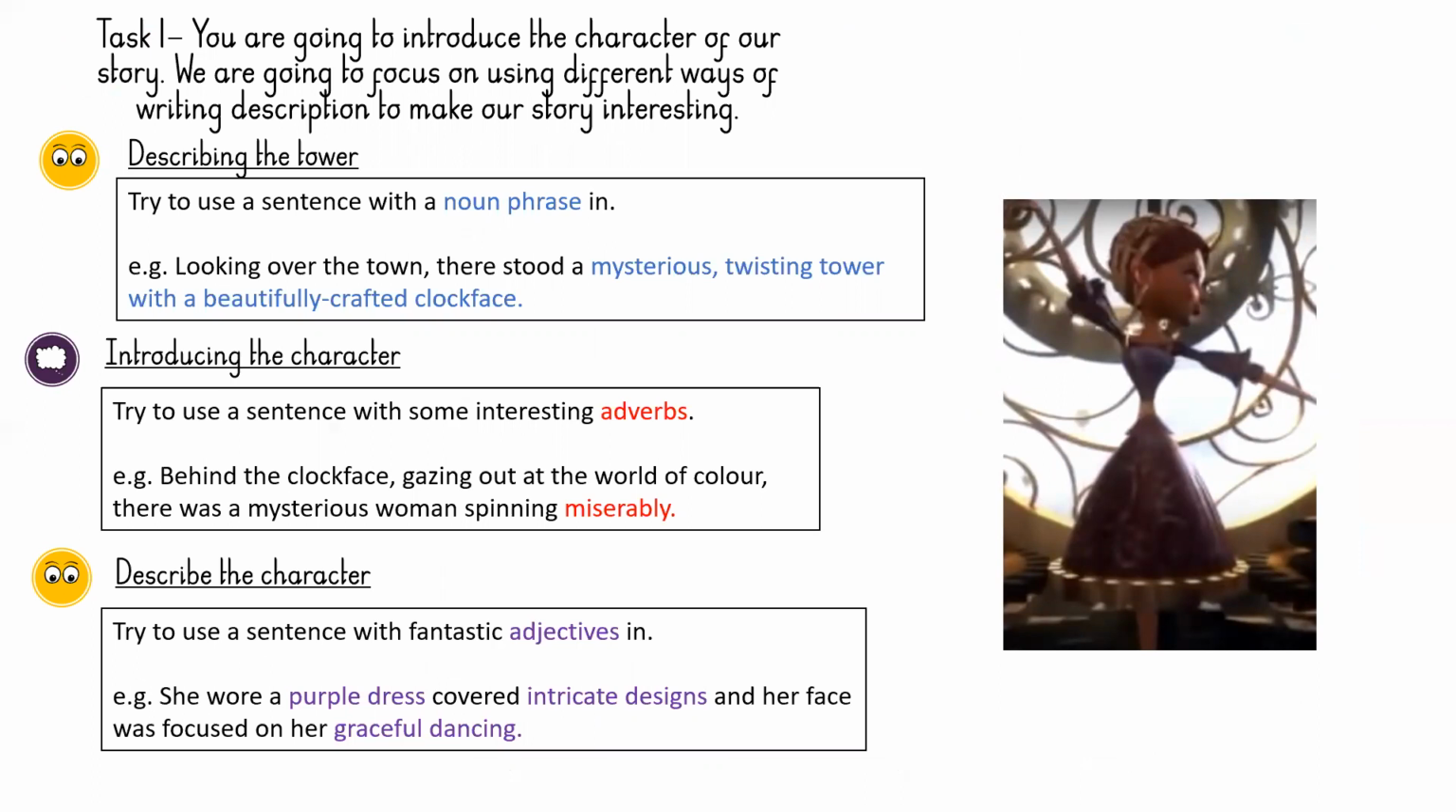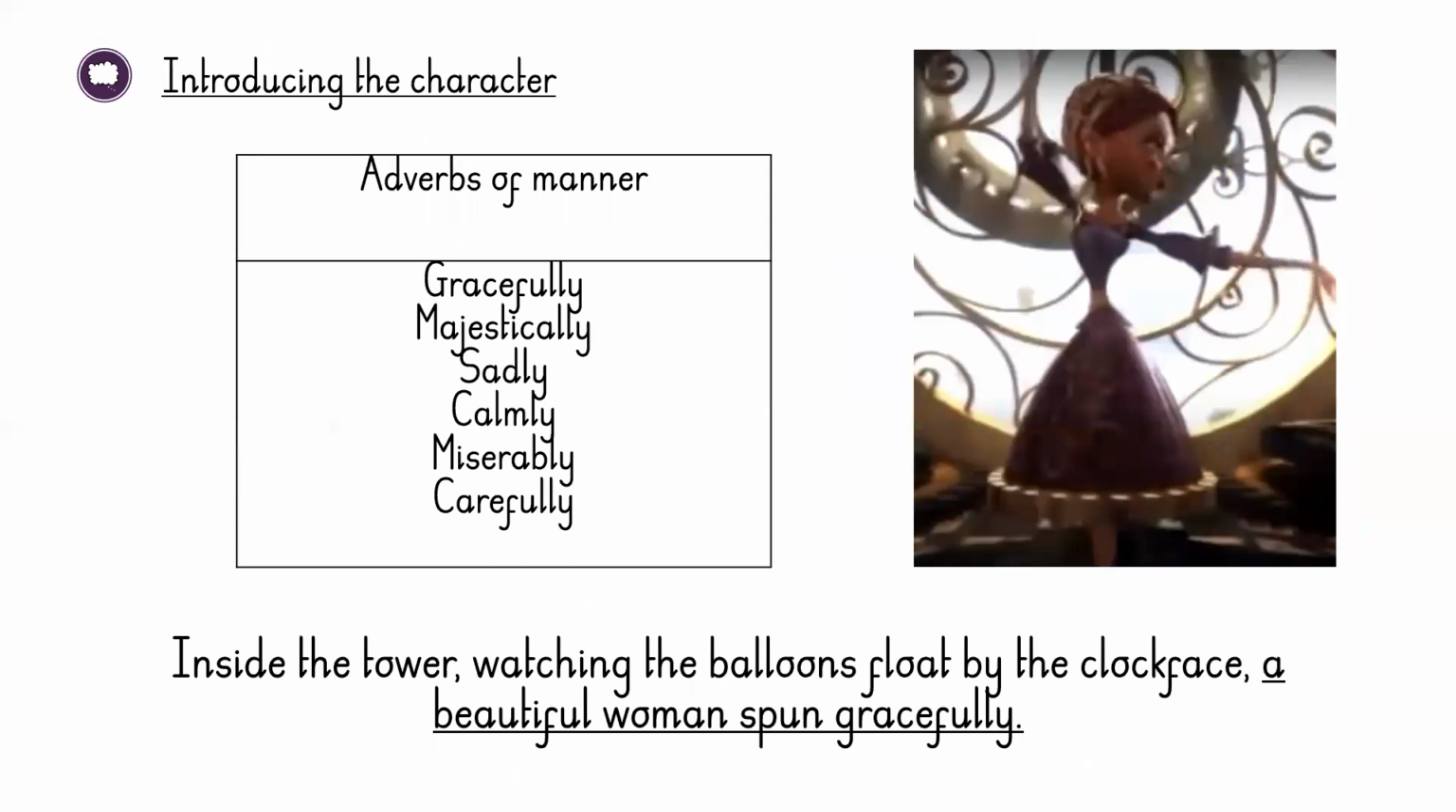Second one, we're going to introduce that character. Okay, so we're going to think about how we're going to use our adverbs. Now, the adverbs, you need to think very carefully about how you want to portray this character, and you can decide what kind of character you want her to be. Okay, she can be sad, she can be graceful, she can be calm, she can be confident, she can be nervous. It's completely up to you, but you are going to show it through those adverbs of manner, so through how she does certain things.